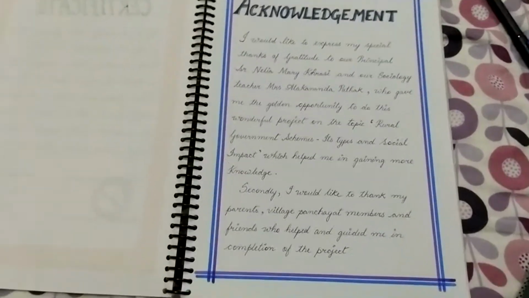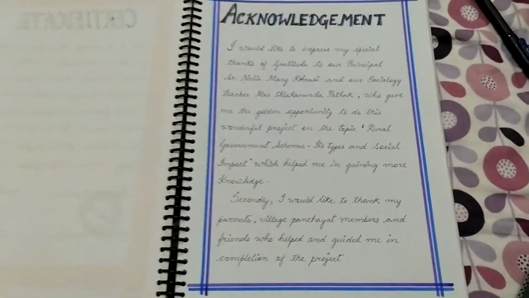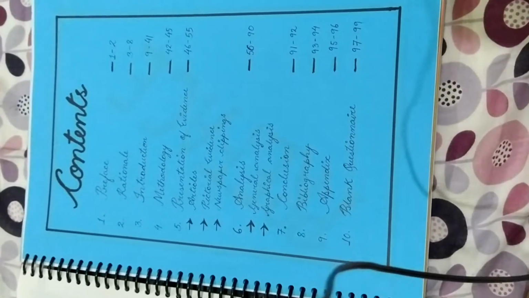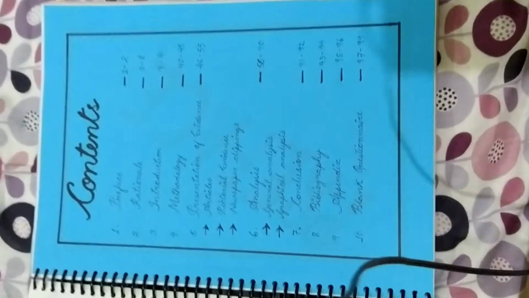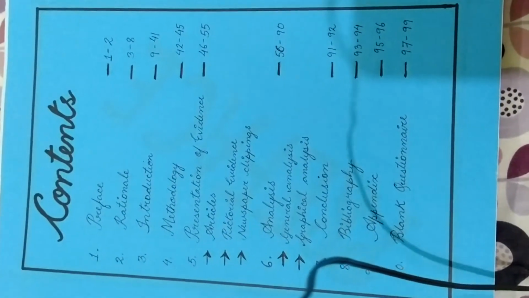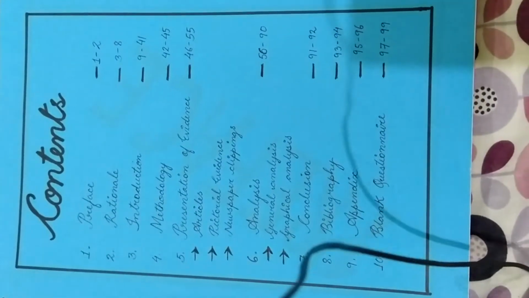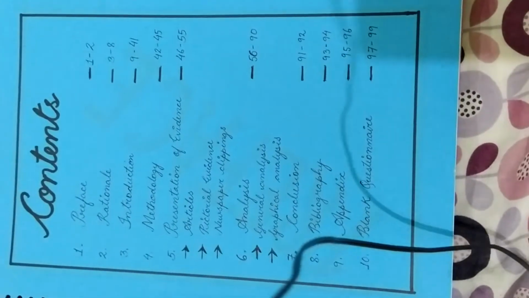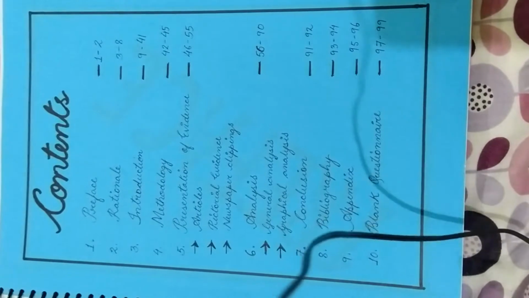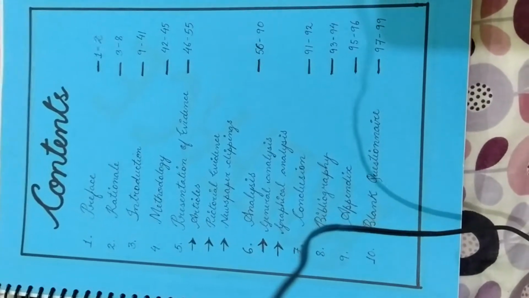Next is the acknowledgement page, which you all can make, or if you want I can give you a sample later on. Then comes a very important part, and that is the contents. Here some of your contents will be different because the pattern of making this project has changed a little bit. Some things are not required and some are required. I'll tell you which are the things that you require and which you don't.